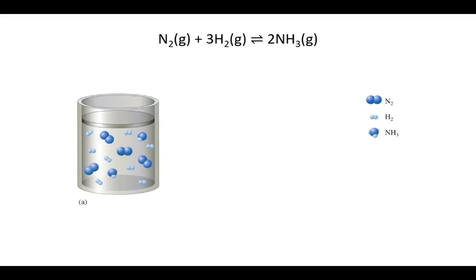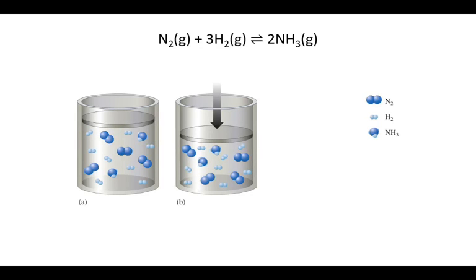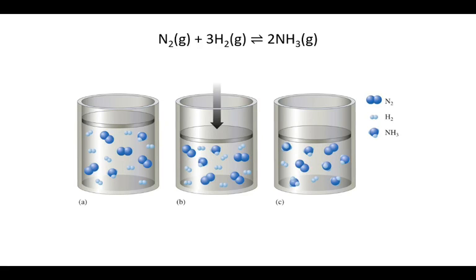Okay, so here let's think about what happens if we change the volume of the container. So here we have a reaction at equilibrium in a container. We're going to decrease the volume by smushing it all down. And then we see that the number of molecules changes in response to that.